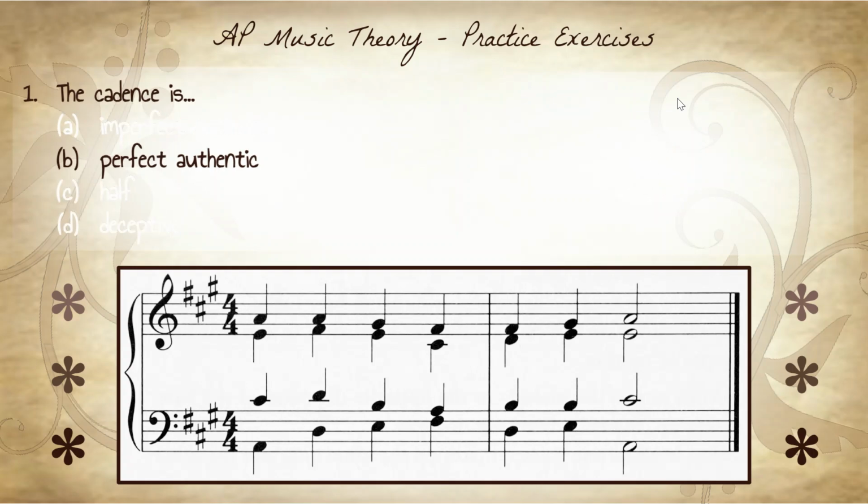The correct answer is B. The last two chords are dominant to tonic. The root of the tonic chord is also in the soprano, creating a perfect authentic cadence.